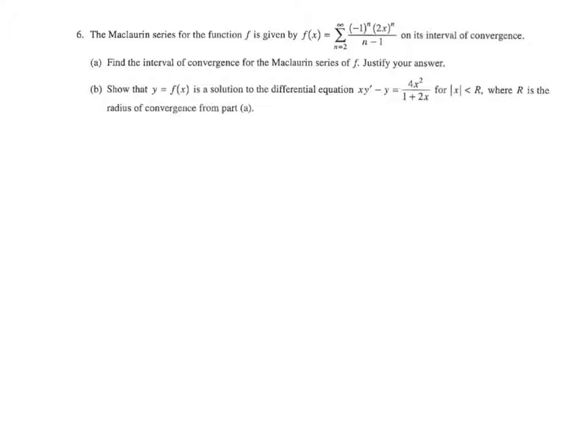Now for problem number 6, here we are. We're dealing with a Maclaurin series. The Maclaurin series that's been given to you right here is f of x, and it does on its interval of convergence that you have. First thing you have to do is find the interval of convergence for that Maclaurin series, justify your answer. So that's just a pretty straightforward problem.